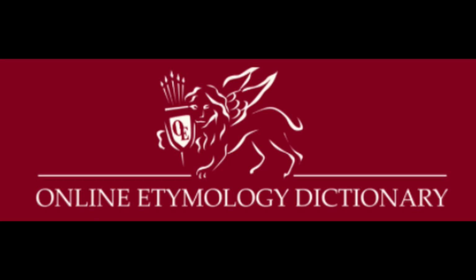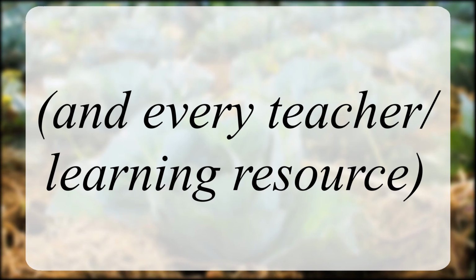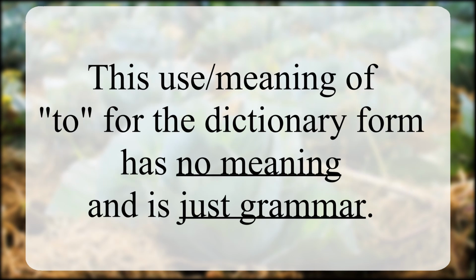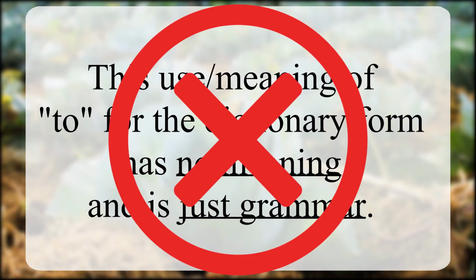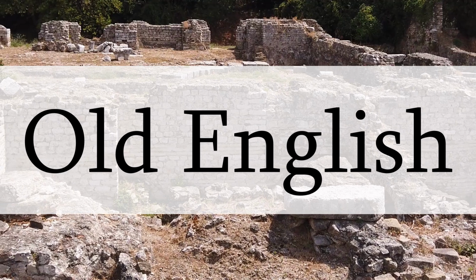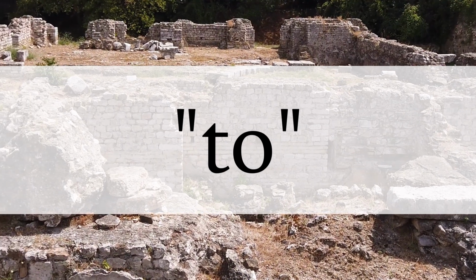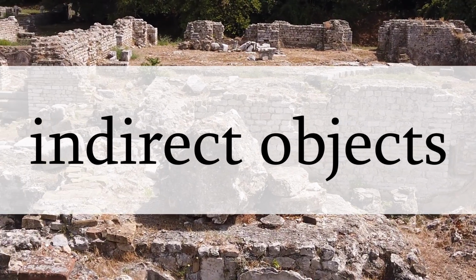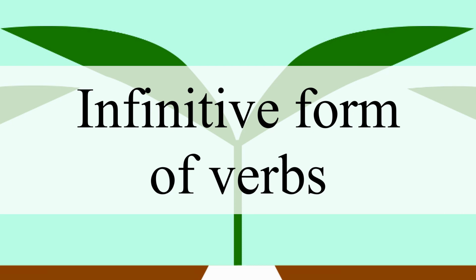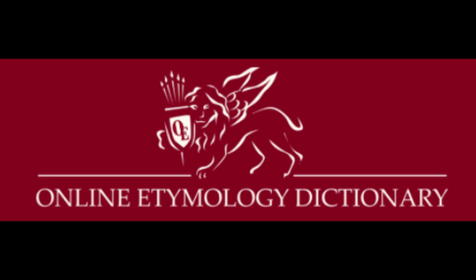Now, according to the online etymology dictionary, and probably every English teacher and English learning resource online or anywhere, this use of the preposition to make the dictionary form has no meaning, and it is just part of English grammar. However, you and I know that that is not true. We know that this was based on how Old English used the preposition to with the dative case, meaning indirect objects. But how is it that the logic or the feeling of the preposition to started applying to the infinitive form of verbs? The answer is in, again, the etymology, of course.